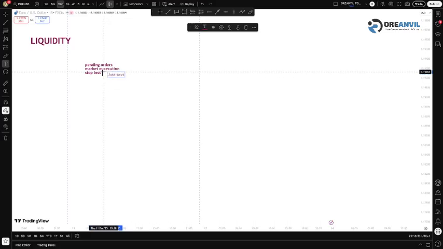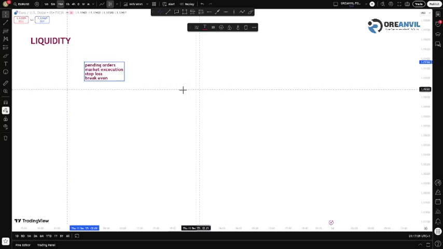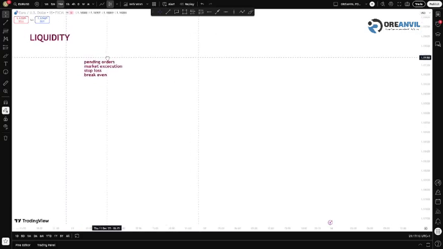Then we also have what we call break even. So these are the four ways we provide liquidity in the market.